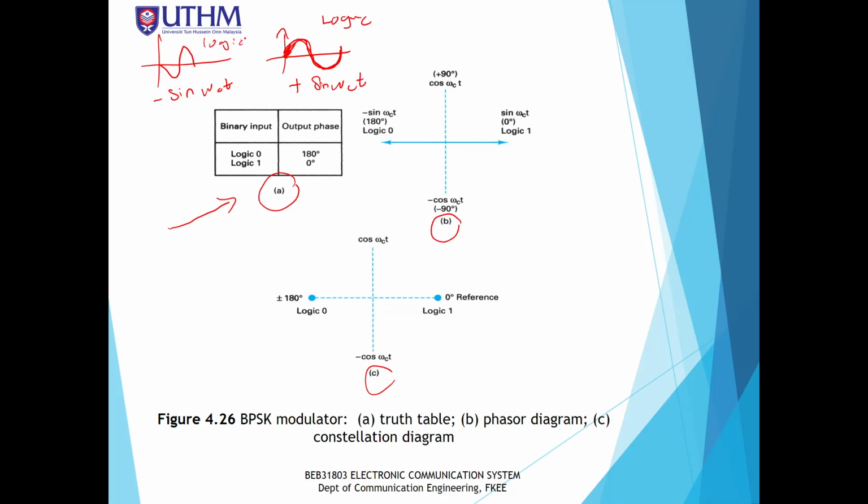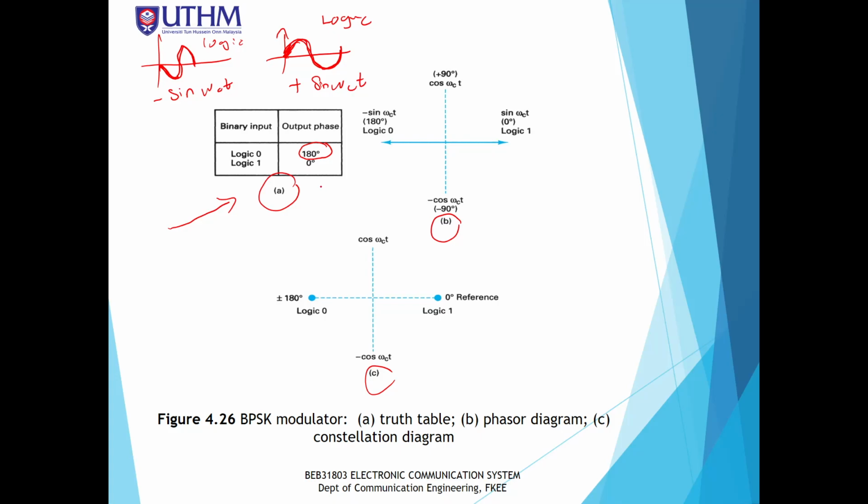Logic 0, the sine wave is inverse. Sine wave ini diterbalikkan menjadi, it becomes a negative sign. So what happens is that it starts from here, which starts at negative 180 degree phase shift. It shifts at 180 degree below like this. Dia berlaku perubahan fasa 180 darjah. Okay, we start towards like this 180 degrees. So that's why we see the output phase is actually 180 degree, whereas for logic 1 we start at phase 0 degree.